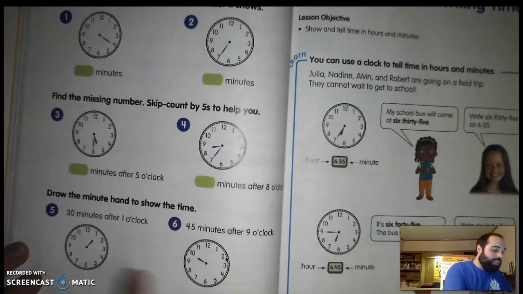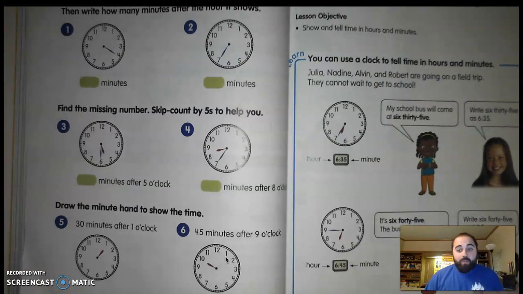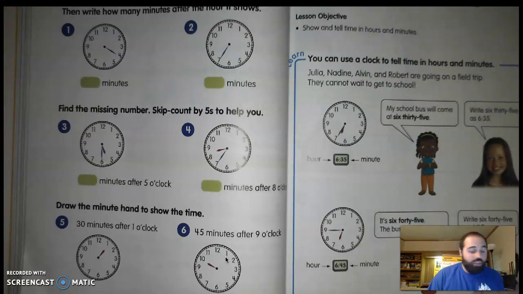We're not going to be doing these two. We will be doing some writing time activities, just not from our book.